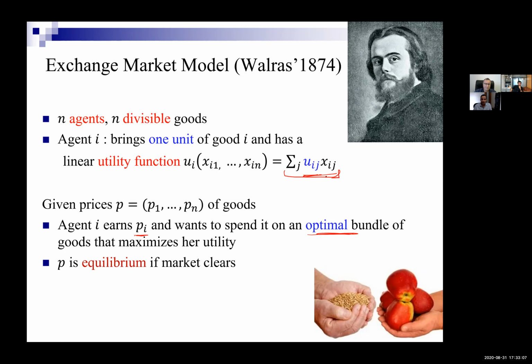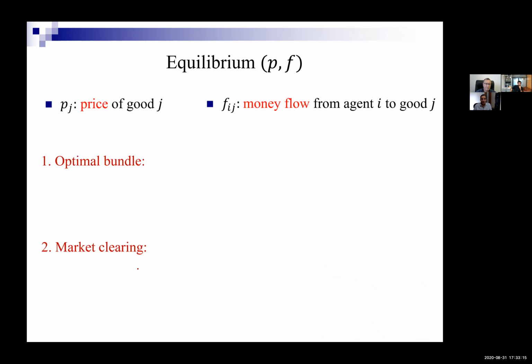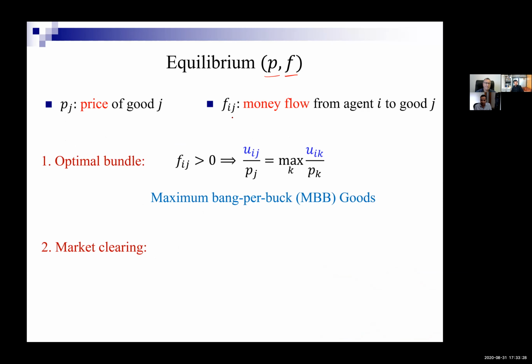And the prices are called an equilibrium if the market clears, meaning that the demand of every good meets its supply. So an equilibrium is nothing but prices and an allocation. Let's say p_j is the price of good j and f_ij is the money flow from agent i to good j, and it has to satisfy these two conditions: optimal bundle and market clearing. Optimal bundle in the case of linear utilities is nothing but this formula.